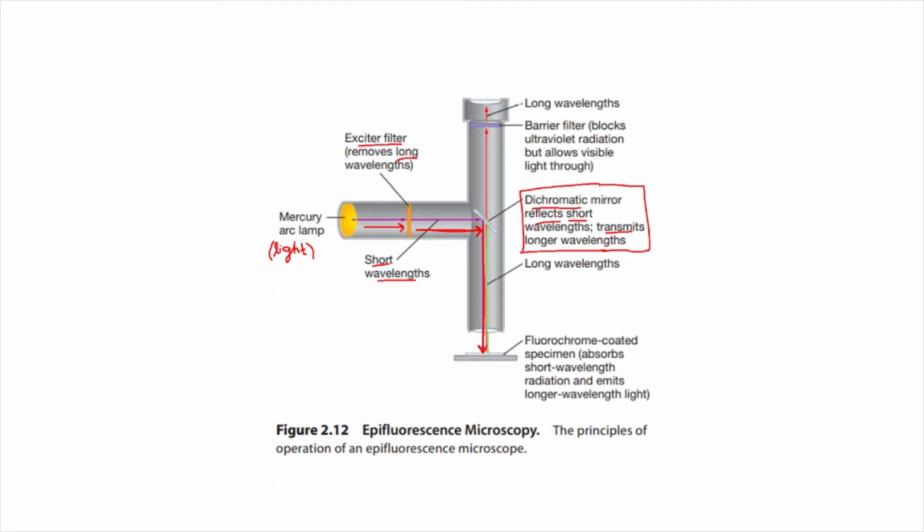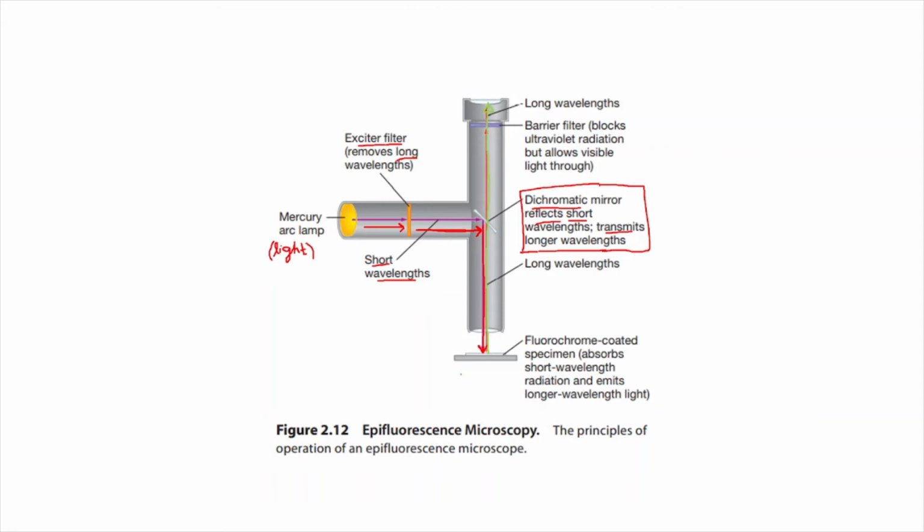Because the dichromatic mirror transmits the longer wavelengths, and fluorescent light we already know is of longer wavelength, what will happen is it will directly pass the longer wavelength fluorescent light, and it will directly fall on the eyepiece. Okay, so this is the main principle of fluorescence microscopy.